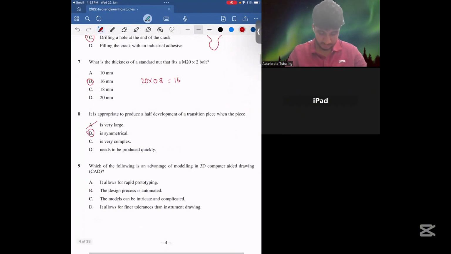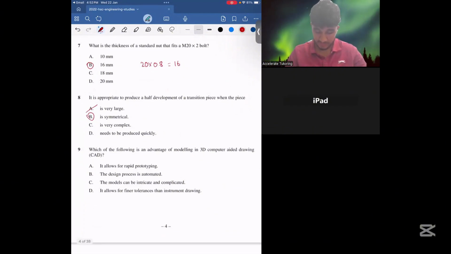Now in question 9, it says, which of the following is an advantage of modeling in 3D computer aided drawings, the CAD? It allows for rapid prototyping. Yes, that's correct. The design process is automated. Not always. The models can be intricate and complicated. That's not correct. It allows for finer tolerances than instrumental drawing. That is also correct, but in regards to the greatest advantage, it is rapid prototyping. So option A would be our most correct answer in this case.